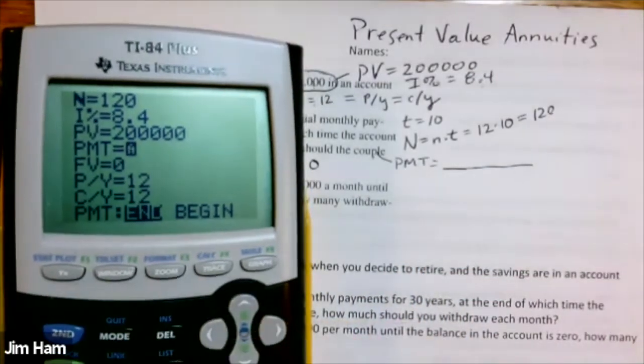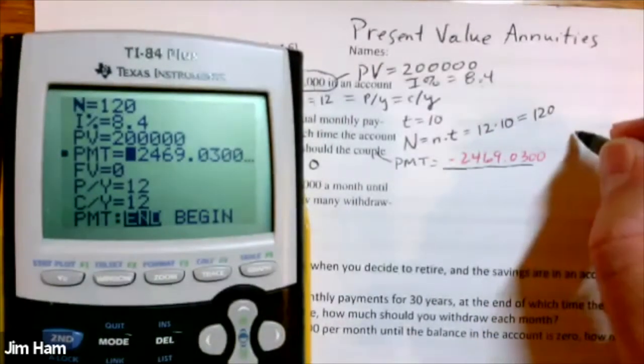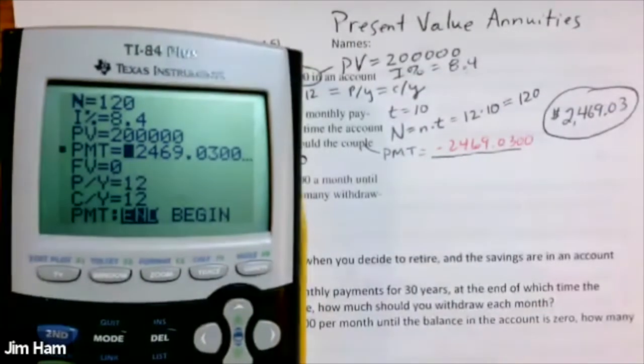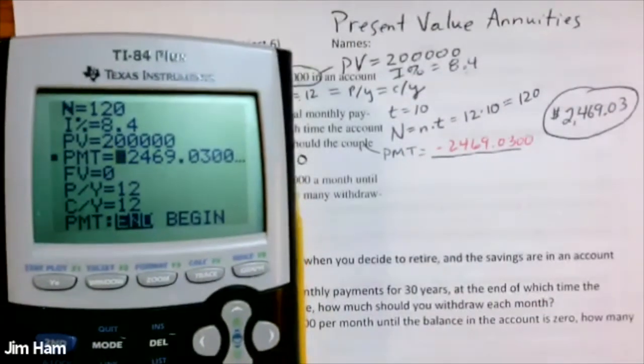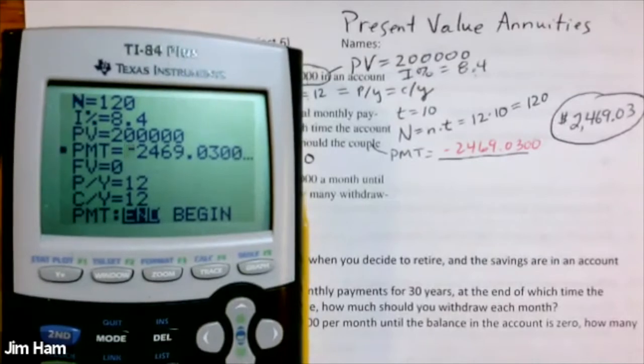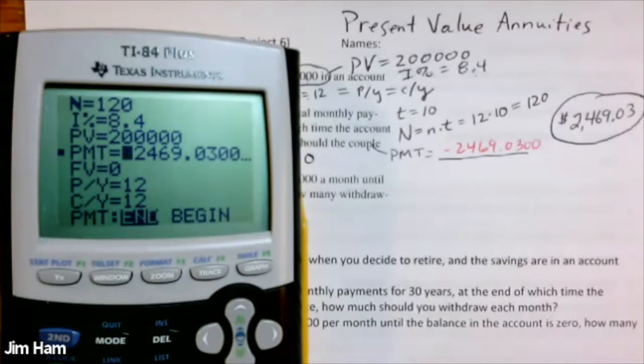We do an alpha solve here. All right, and that's a monthly payment. So we're going to convert it to an appropriate format, round to the nearest penny. So every month for the next 10 years, they can pay themselves $2,469. Every month, first of the month, they get a check. They've got it set up through auto deposit. Just goes from their investment account right into their bank account.